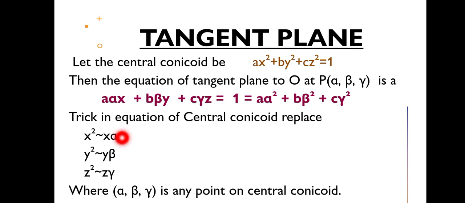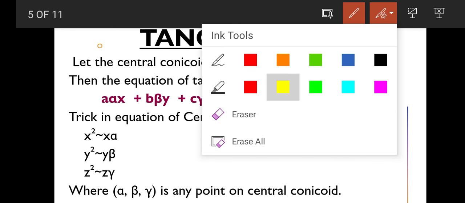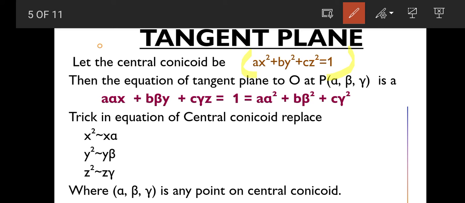Now we'll see one trick in the equation of the central conicoid. To find the equation of the tangent plane, we can simply replace x square by x alpha, y square by y beta, and z square by z gamma, as we did in the equation of the central conicoid. You can clearly see that in the equation ax square plus by square plus cz square, x square is replaced by x alpha, y square by y beta, and z square by z gamma. Therefore we obtain this equation, where alpha, beta, gamma is any point on the central conicoid.